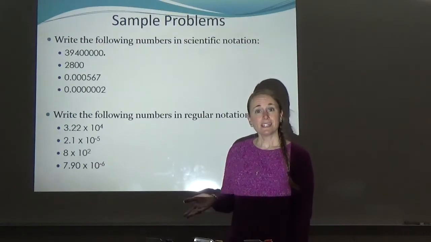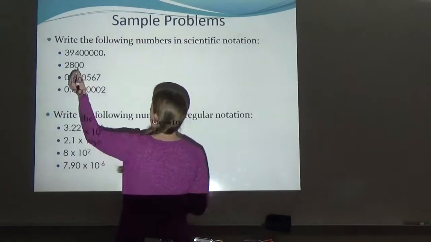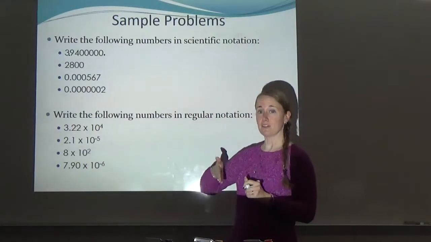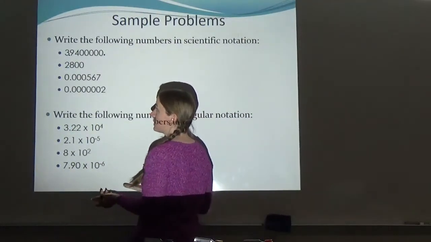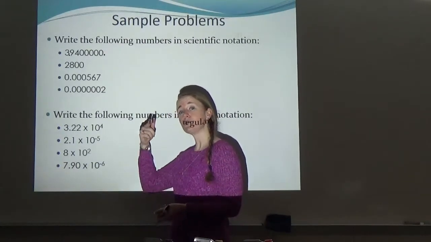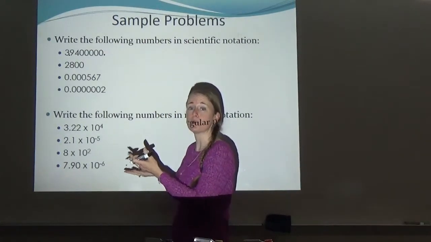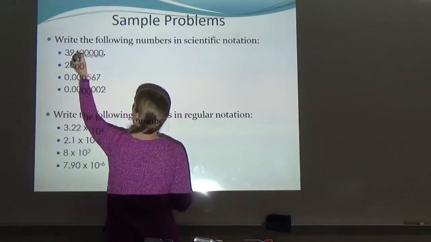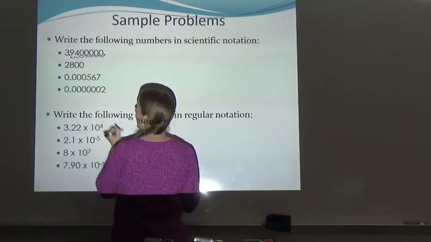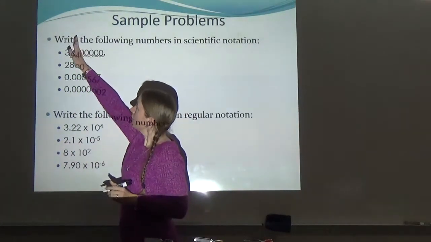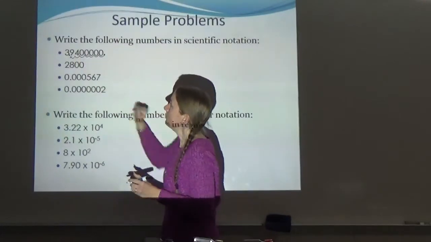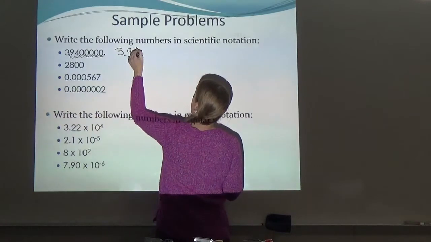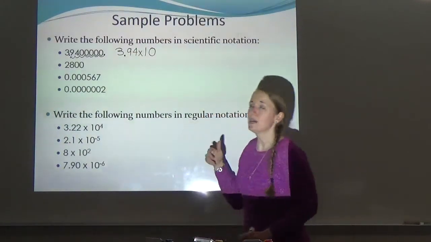So you want one non-zero digit in front of the decimal, so that means I want to move the decimal right here. So I want it to be 3.94. So then I just count how many times I move the decimal. Now notice you're counting the times you move the decimal, not necessarily only the zeros. So I moved it 1, 2, 3, 4, 5, 6, 7 times. So I can cut off all my zero placeholders, and so I'm left with 3.94 times 10 to a power.